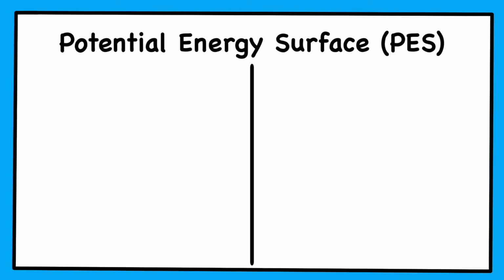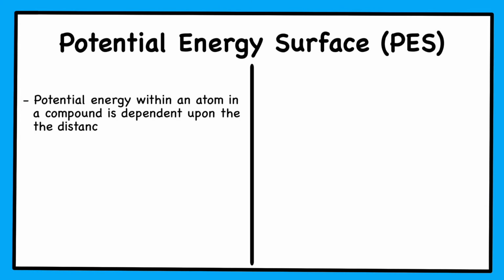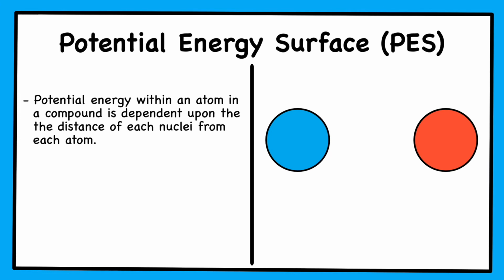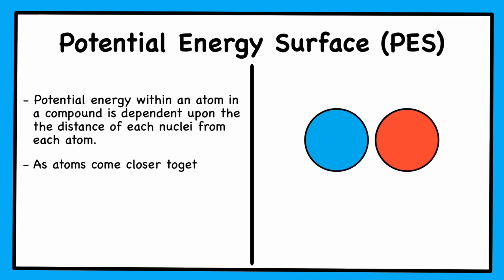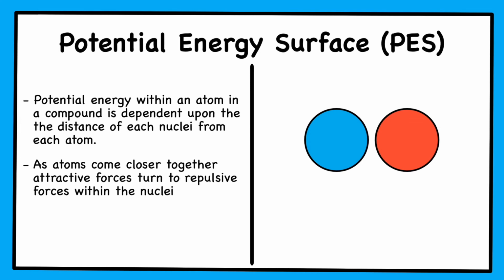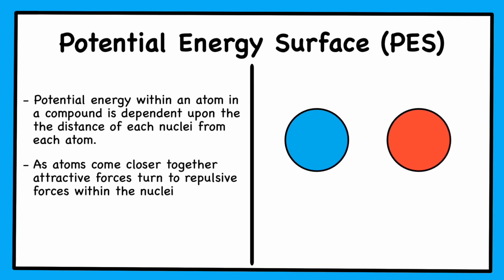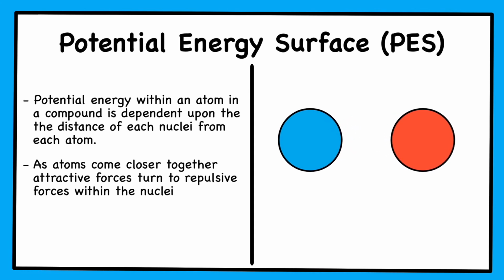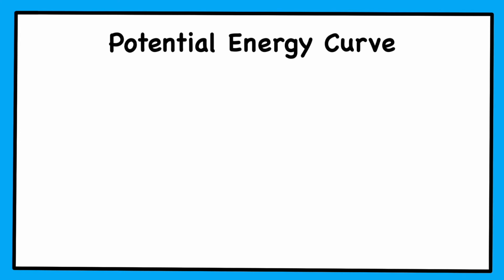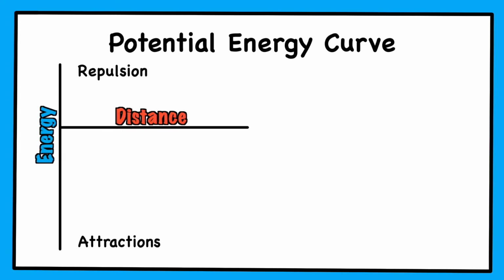The potential energy surface of an atom within a compound is dependent on the distance between the nuclei of each atom. When two atoms are within a certain distance of each other, the valence electrons from one atom and the nuclei of another atom will start to react with one another and create attractive forces. As atoms come closer together, the distance decreases, and the attractive forces between the two atoms will become repulsive ones, originating from the two nuclei. We can graph the attractive and repulsive forces within a chemical bond by using a potential energy curve. These curves are very useful in defining certain properties of chemical bonds.